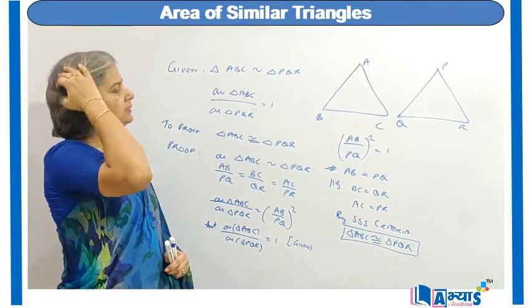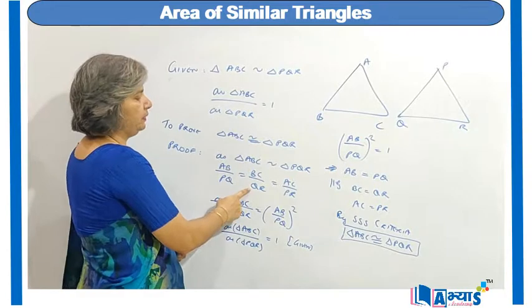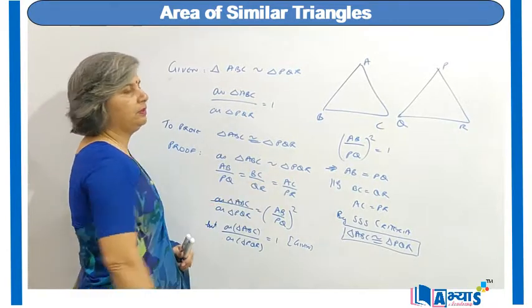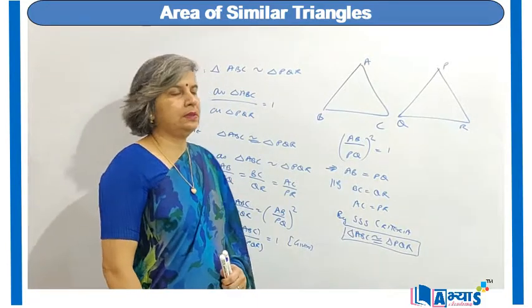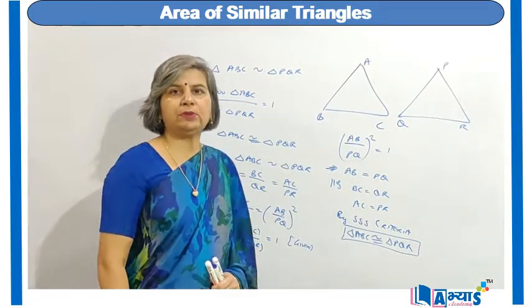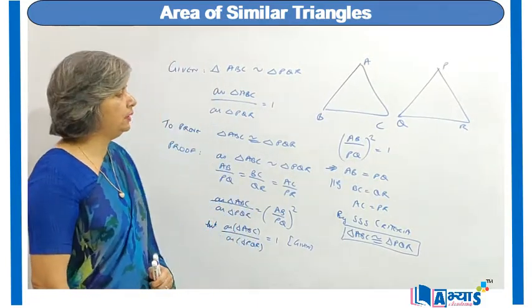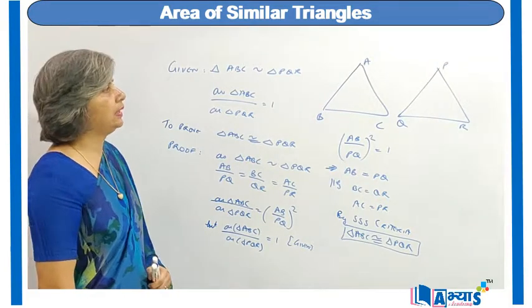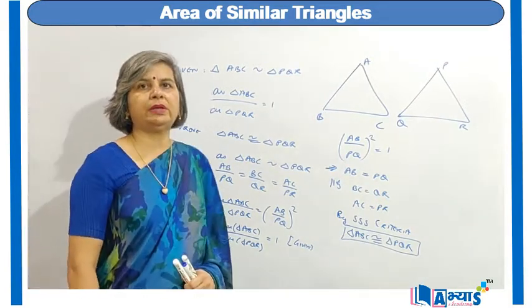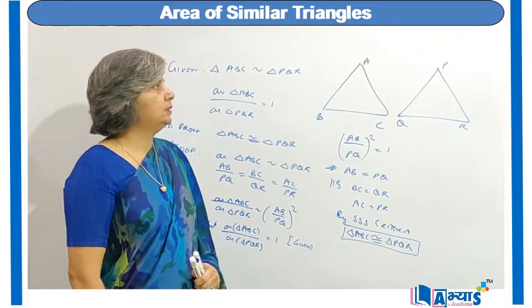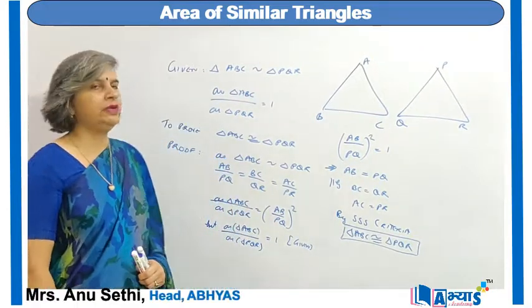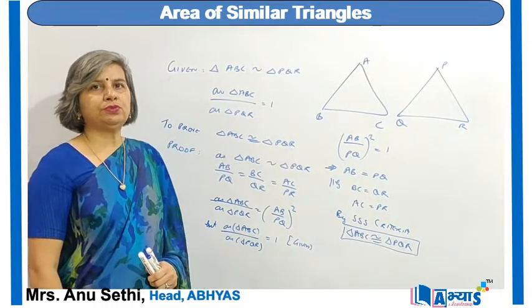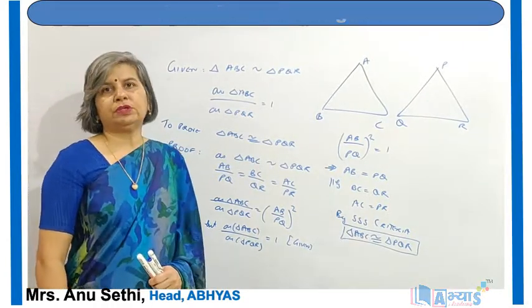Similarly, as AB is equal to PQ, BC will be equal to QR and AC will be equal to PR. Hence, the three sides of one triangle are equal to the corresponding three sides of the other triangle. Therefore, by SSS criteria, triangle ABC will be congruent to triangle PQR. So, hence, this is how we can apply the concept that the ratio of the area of similar triangles is equal to the square of the ratio of their corresponding sides.